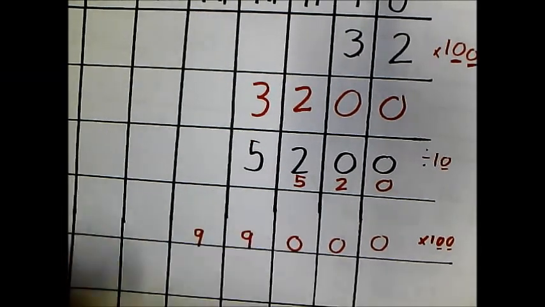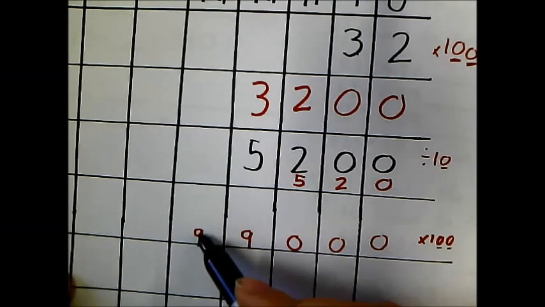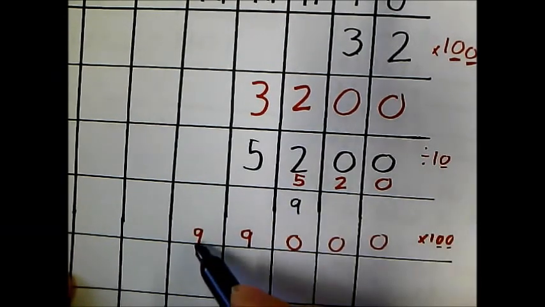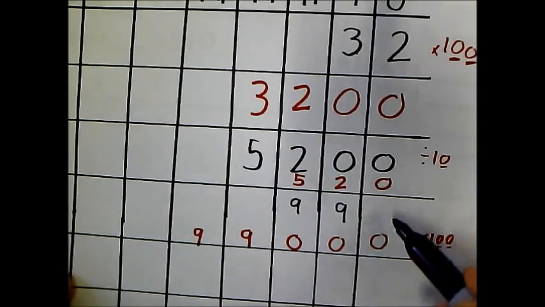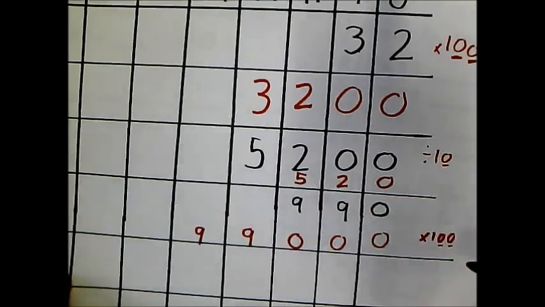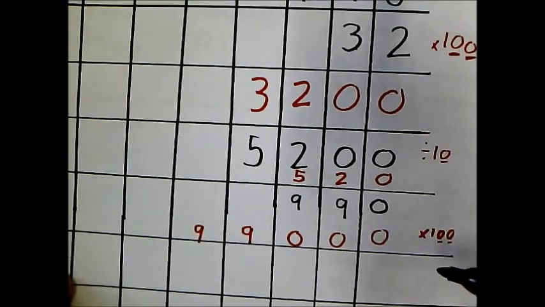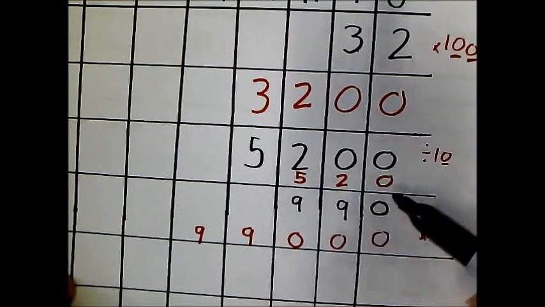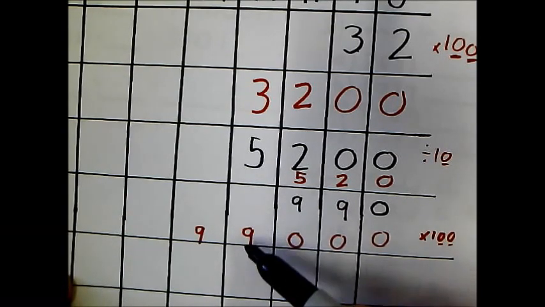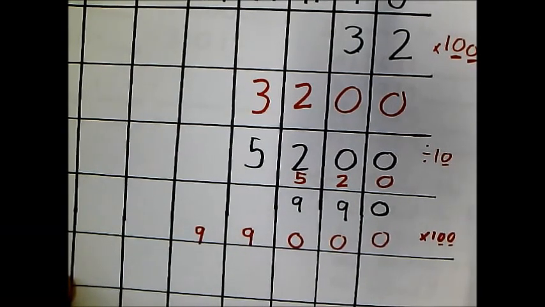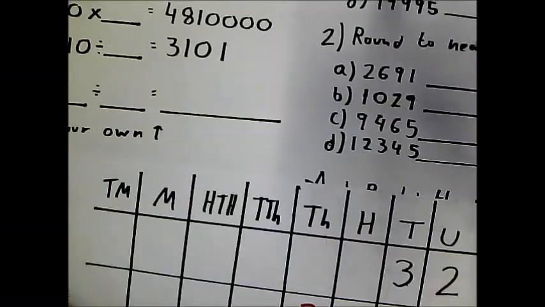So the 9 is now going to have moved to here. Okay, 2 places. That 9 will move 2 places to here, and then a placeholder 0. So that's working backwards. And I can just check my answer. So 990 multiplied by 100, all the places will move 2. So I end up with my question. So my original number was 990.